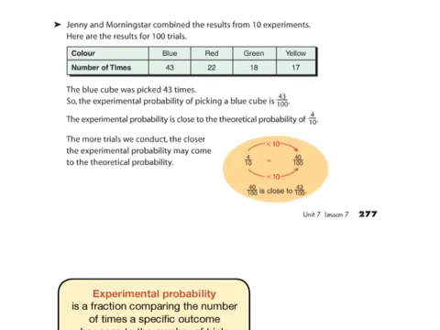And we can do the same thing with the red. Red was supposed to be 2 out of 10, so 20 out of 100. We got 22 out of 100. That's pretty close. Same thing with the green and the yellow. They should all have been about 20 out of 100, and all of these numbers are pretty close to 20. So our theoretical probability helps to predict what's happening in the experiment. The experimental probability might not be exactly the same, but it should be fairly close.